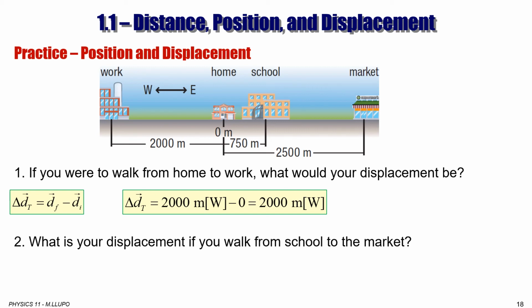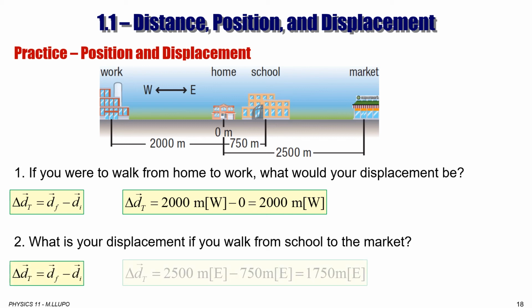Second one, what is your displacement if you walk from school to the market? You start from school, which is 750 meters east, and you end up at 2,500 meters east. So you do the same: 2,500 meters east minus 750 meters east is equal to 1,750 meters east.